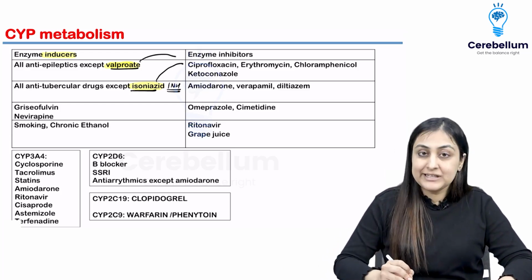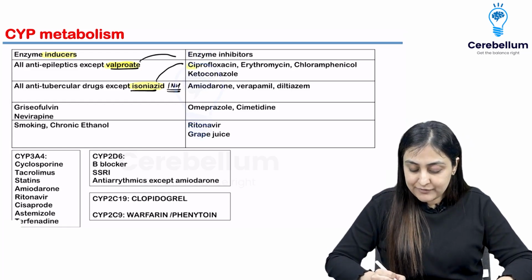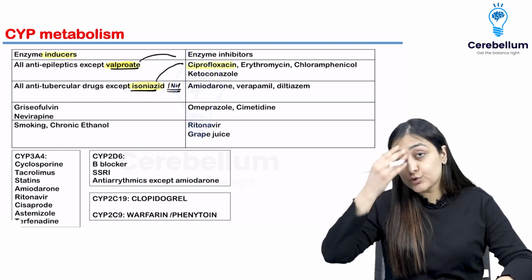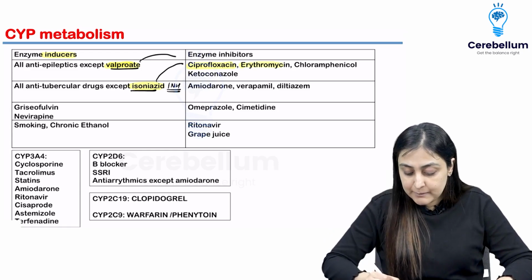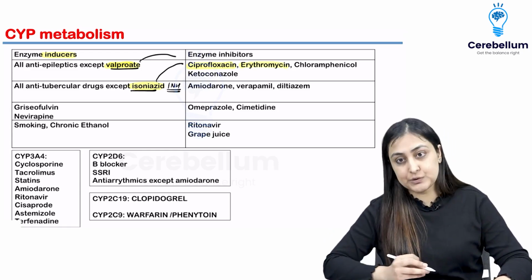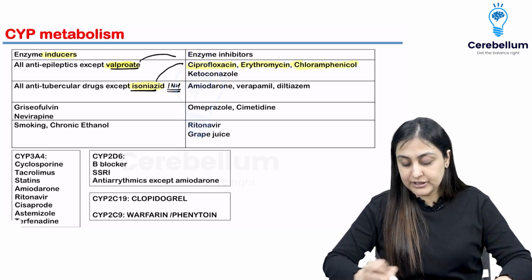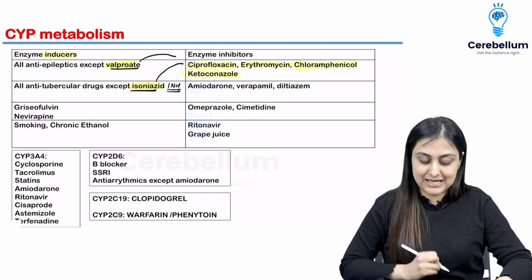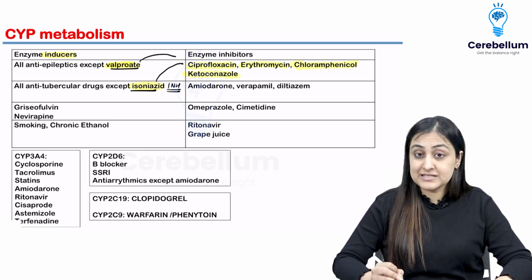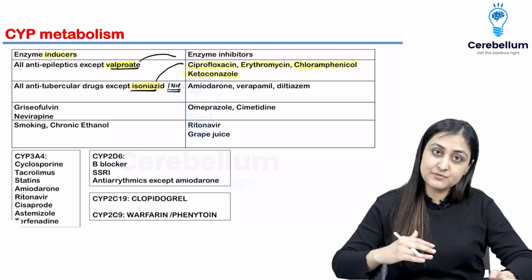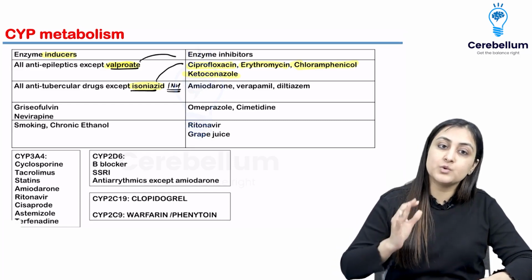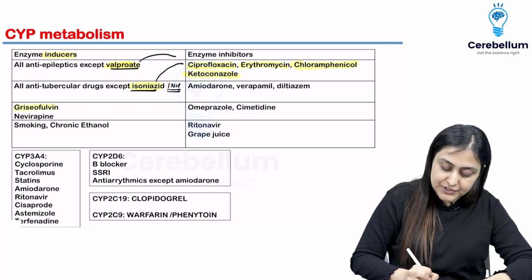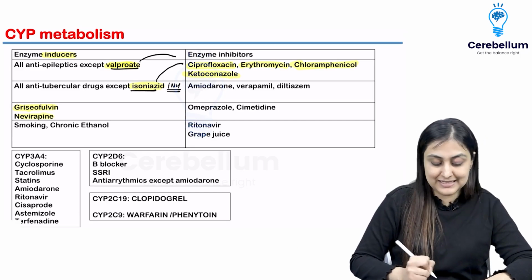Then out of all the antibiotics, a lot of antibiotics are inhibitors like fluoroquinolones or ciprofloxacin, macrolides particularly erythromycin and chloramphenicol, and out of antifungals we have azoles. So all of these are inhibitors. The exception, the antibiotic which is an inducer, is griseofulvin, and we have protease inhibitors.